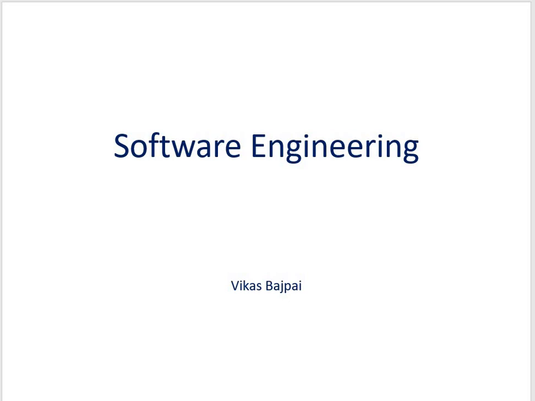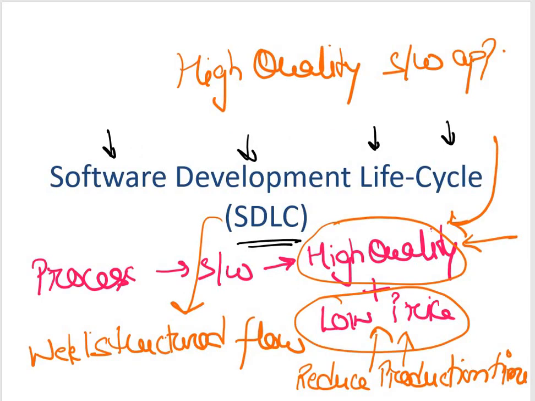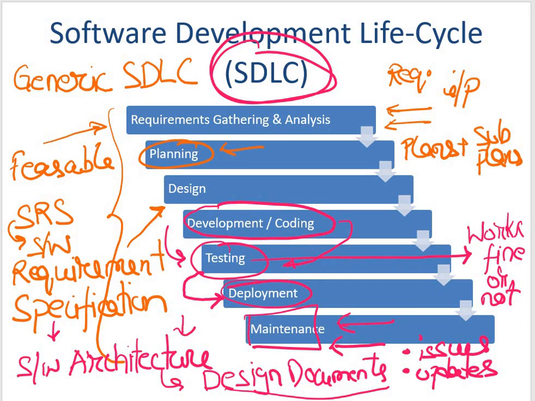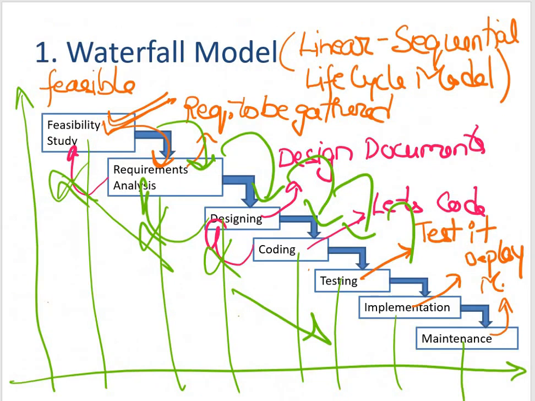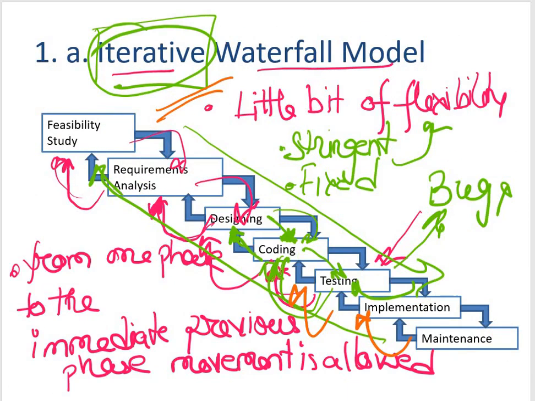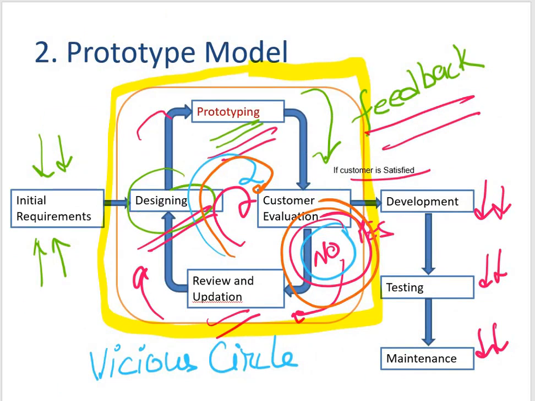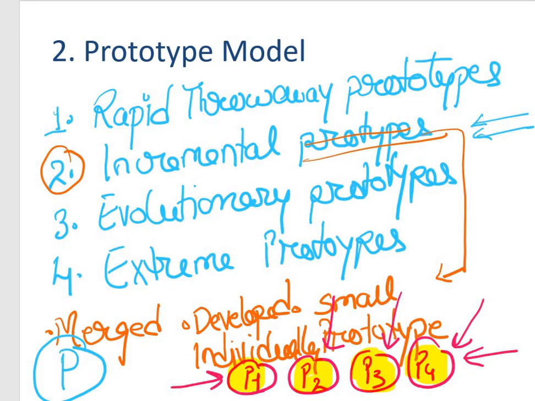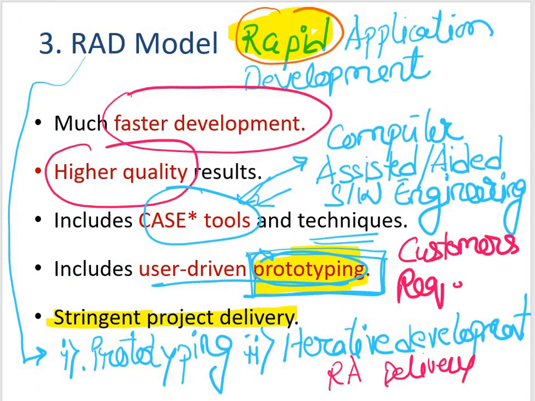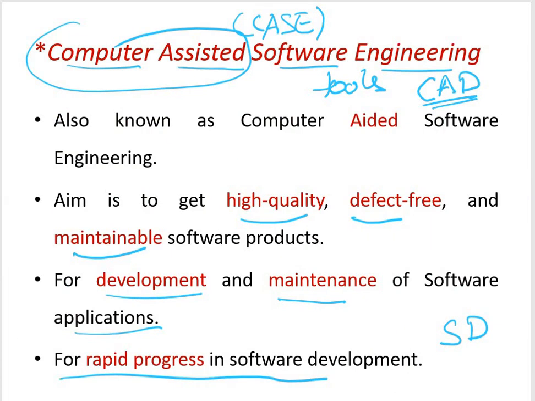So welcome back to yet another video on software engineering. In our previous discussions, we were talking about the software development life cycle, and then we looked into the waterfall model, and then the iterative waterfall model, which was a slight modification. Then we talked about the prototype model and some of its variants, and then the rapid application development model, where we saw the usage of CASE tools and how it works.